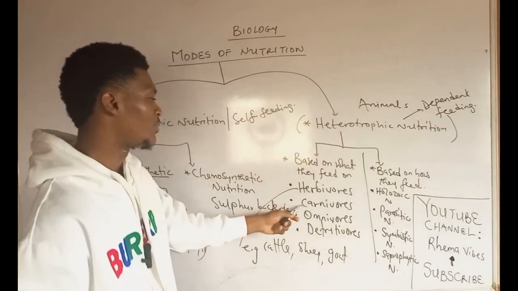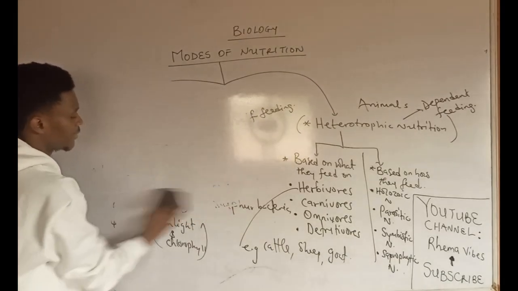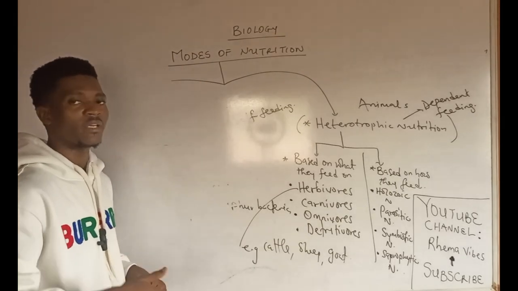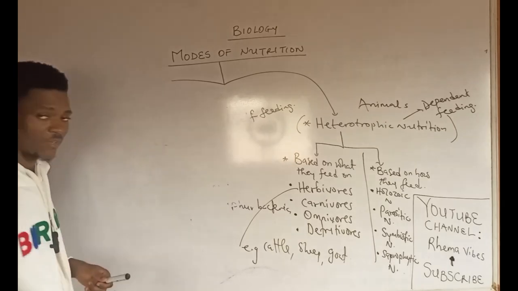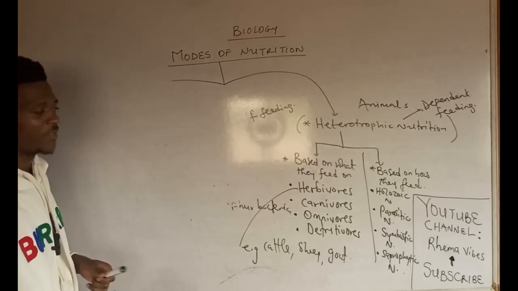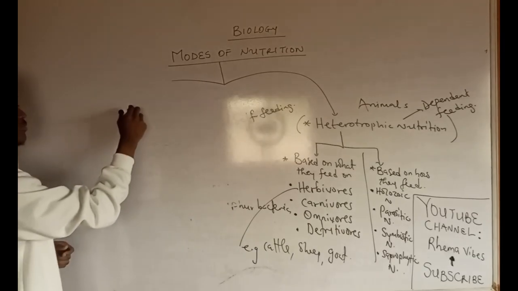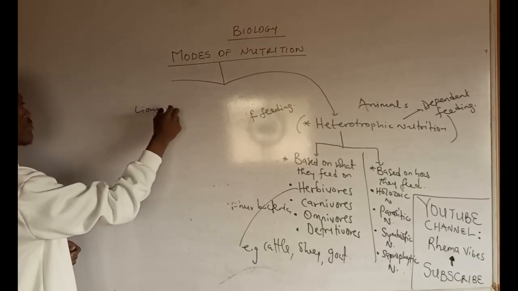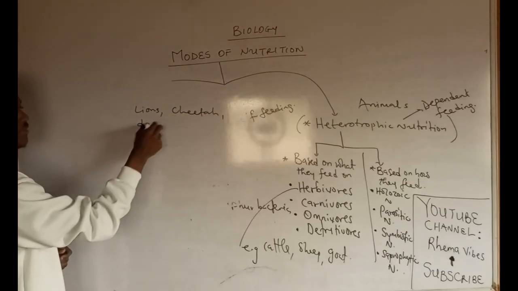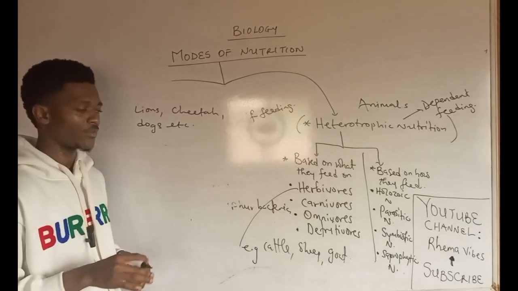Then looking at the next, which is carnivores. Carnivores basically feed on flesh materials. I can say they feed on fellow heterotrophs, based on the fact that they feed on animals. Of course, we don't have any fleshy plants, rather we have fleshy animals. So they feed on flesh. Classical examples of carnivores include lions, cheetahs, dogs, and the rest of them, those organisms that feed on just animals exclusively.